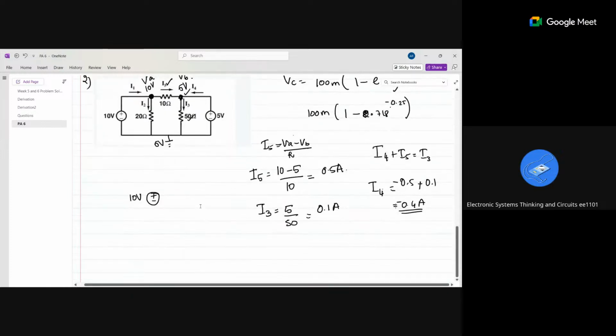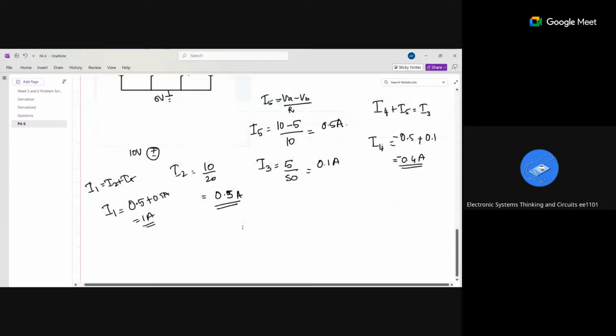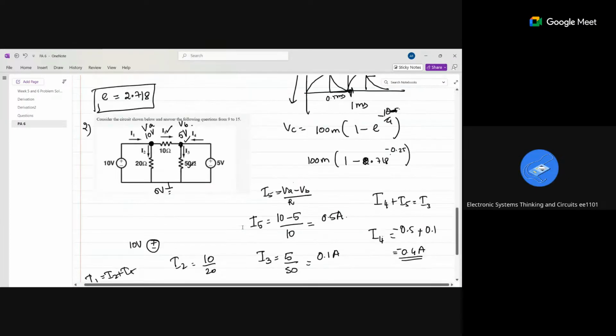Then, in the same way, find I2. What is the value of I2? I2 is equal to 10 by 20, which is 0.5 ampere. So what is I1? 1 ampere. Yeah. Does anyone have any doubts in this question?